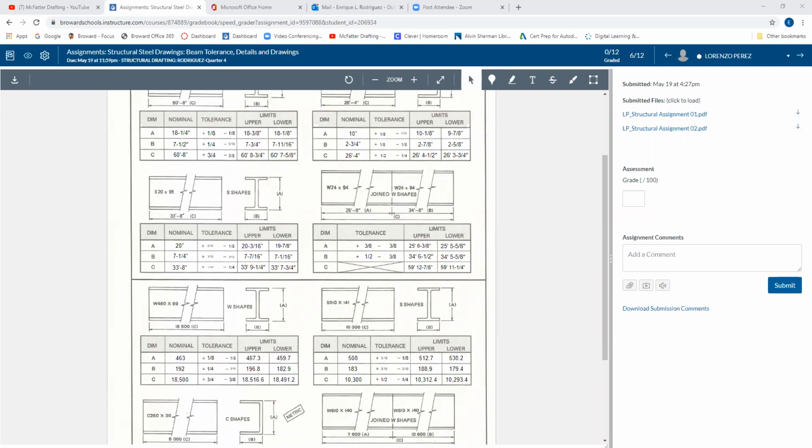So tell us what you did here, Lorenzo, to get values similar to this. For which one? For the joined W shapes. If you go from left to right, you go 1, 2, 3, and 4. It's W24 by 94, joining a W24 by 94. I took the tolerances for both of the beams. Okay. And then when I went to the limits for the final upper limit in the C row, I added the ones from A and B. Same with the lower. To find like the total limits of both joined.